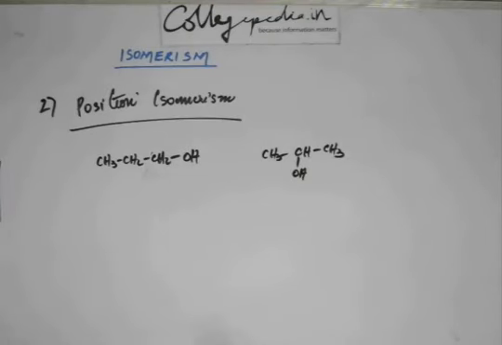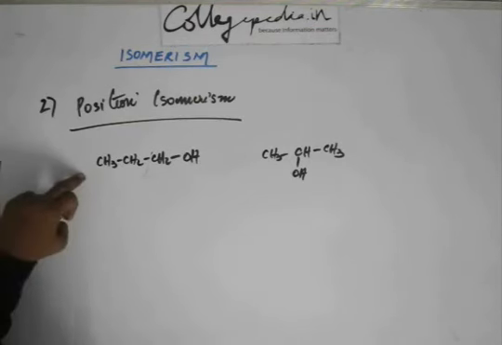Now, first of all you have to check, do they have same molecular formula? If they don't have same molecular formula, they cannot be isomers. Before checking out which kind of isomers they are, first of all, you have to see if they have same molecular formula. So, there is no point looking at the kind of isomerism.